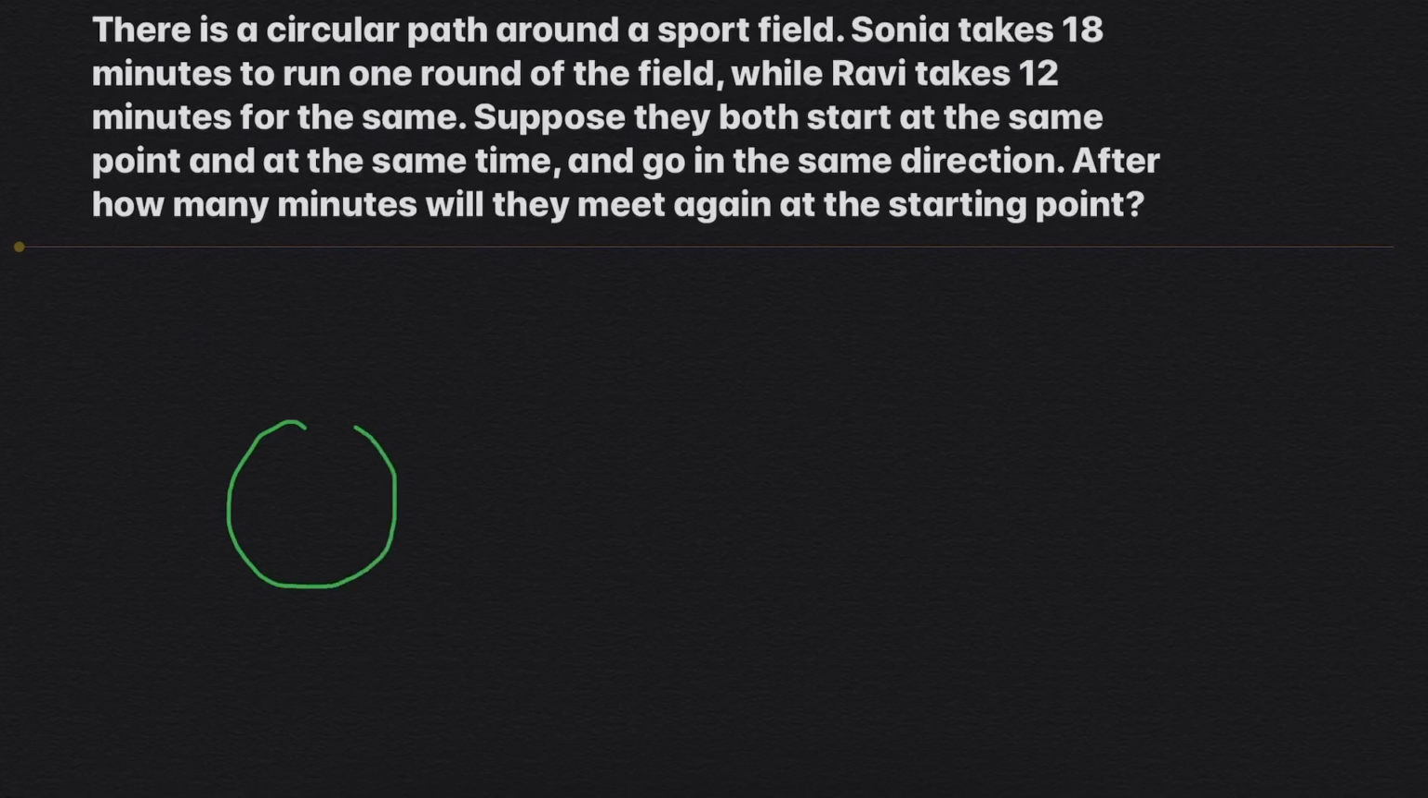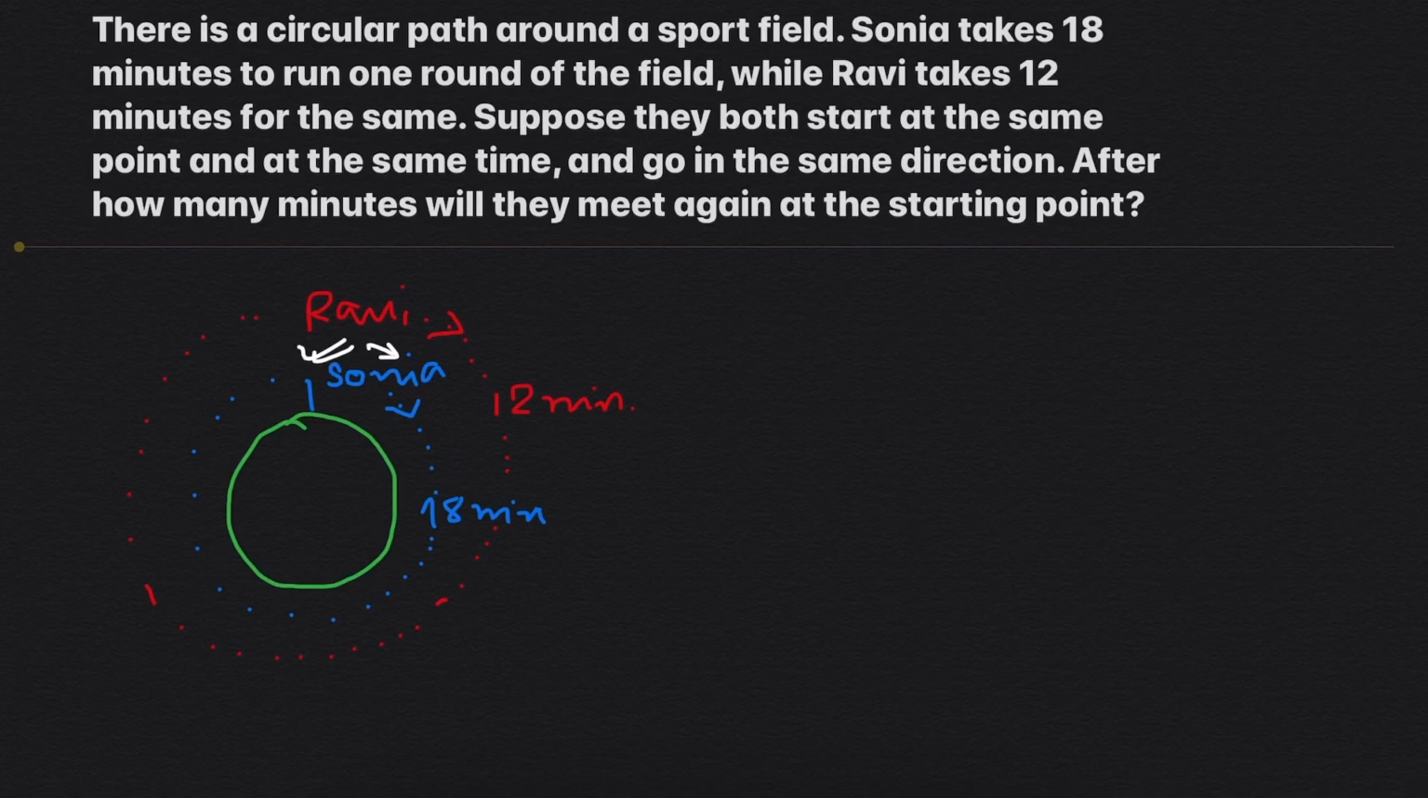So here is a circular field. From this point, Sonia starts to run around the field. She will take 18 minutes. Ravi takes 12 minutes. So the question is, if Sonia and Ravi both start to run from the same point in the same direction, after how many minutes will they meet again at the starting point? Okay. In this type of problem, we have to find the LCM of 12 and 18.